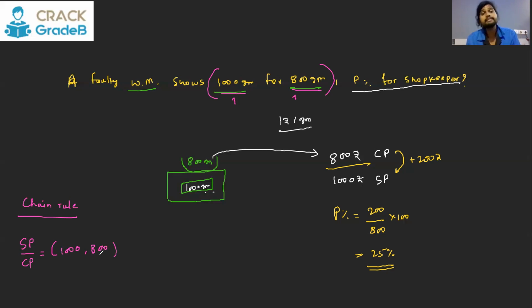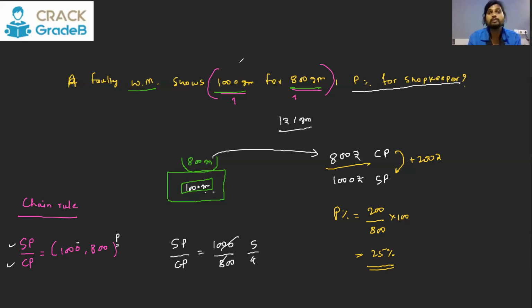Then think whether there is a profit or loss in this process. There is a profit for the shopkeeper in this process. So if there is a profit, that means the selling price should be more than the cost price. So the bigger figure should go up and the smaller figure should come down like this. That gives you the ratio of SP upon CP, which is nothing but 5 upon 4.